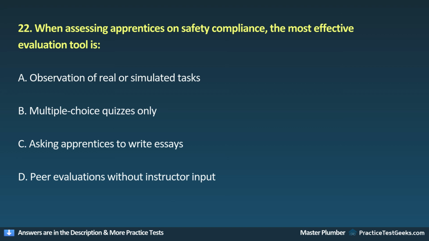22. When assessing apprentices on safety compliance, the most effective evaluation tool is A. Observation of real or simulated tasks. B. Multiple choice quizzes only. C. Asking apprentices to write essays. D. Peer evaluations without instructor input.